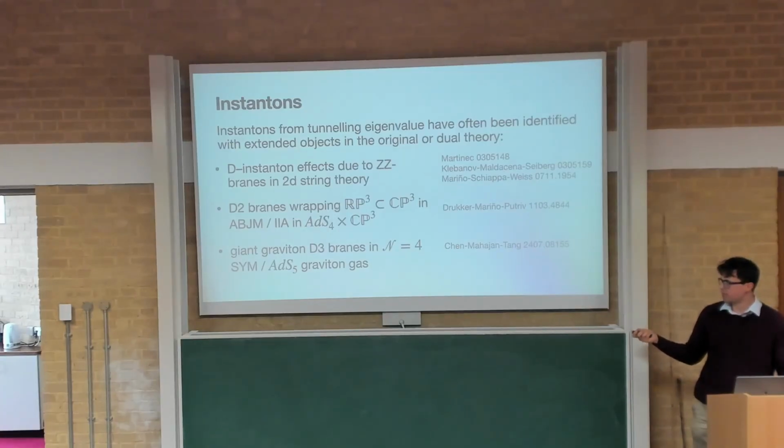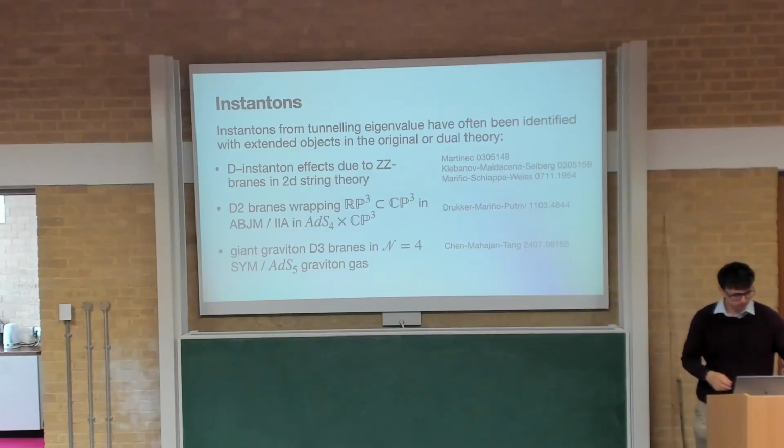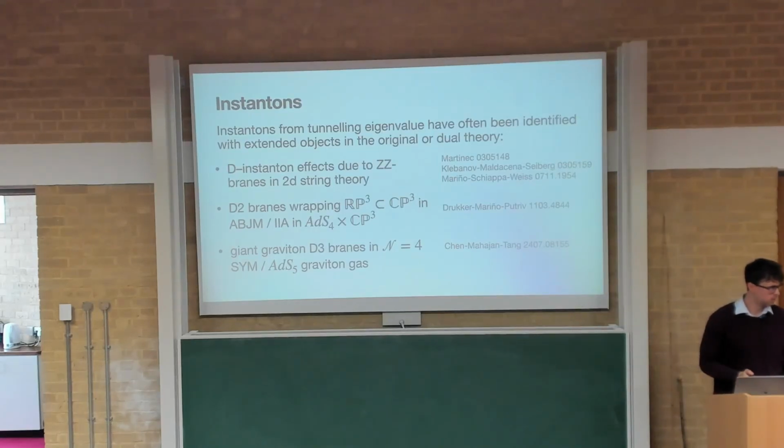But particularly interesting for me is this quite recent identification where they found that tunneling eigenvalues in the uniform distribution correspond to D3 branes, which are wrapped like giant gravitons, and describe configurations around the thermal gas configuration in N=4 SYM.